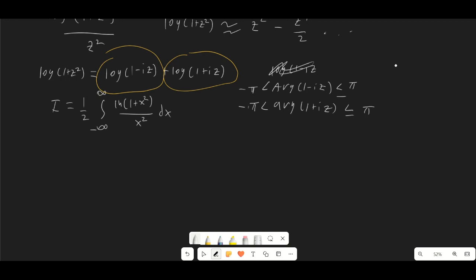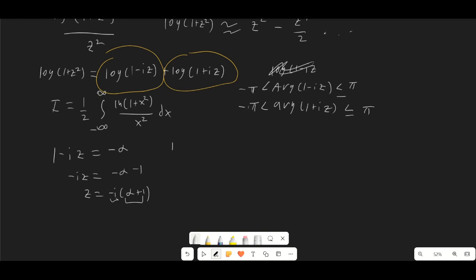And so, whenever we choose the argument to be between negative pi and pi, our branch cut is whenever the input of the natural logarithm is a negative real number. So 1 - iz = -α, where α is a real number. If we solve for z, we find that -iz = -α - 1, or z = -i(α + 1). Notice that if α is a positive real number, this is all in the lower half plane for 1 - iz.